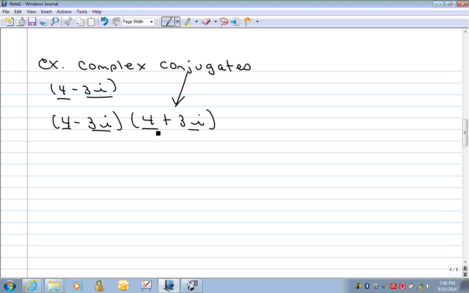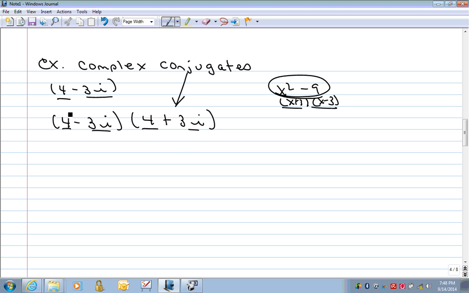Now look at conjugates. Conjugates are like a difference of squares. Kind of like if we have x squared minus 9, you know that that is x plus 3 and x minus 3. Notice if we multiply those back together, you have no middle term. The same thing is true here.